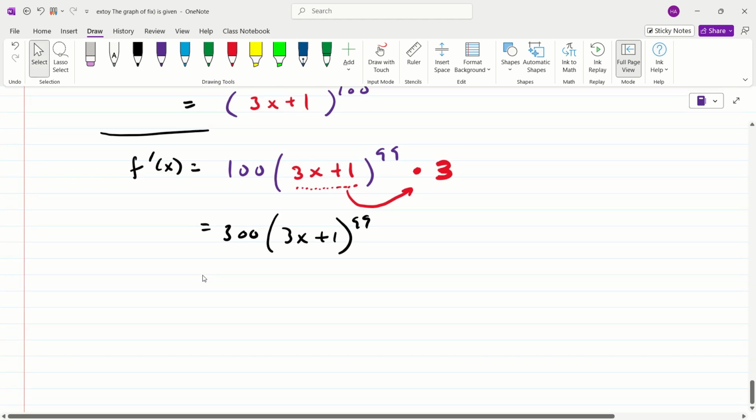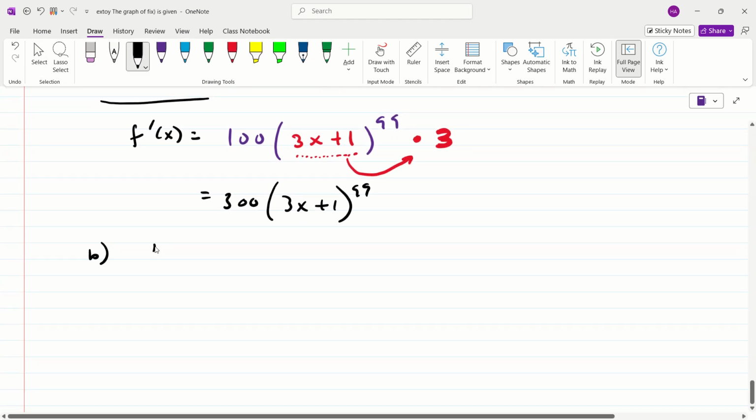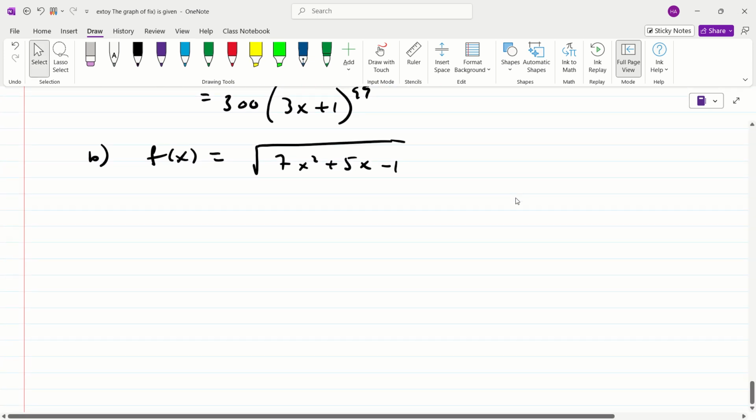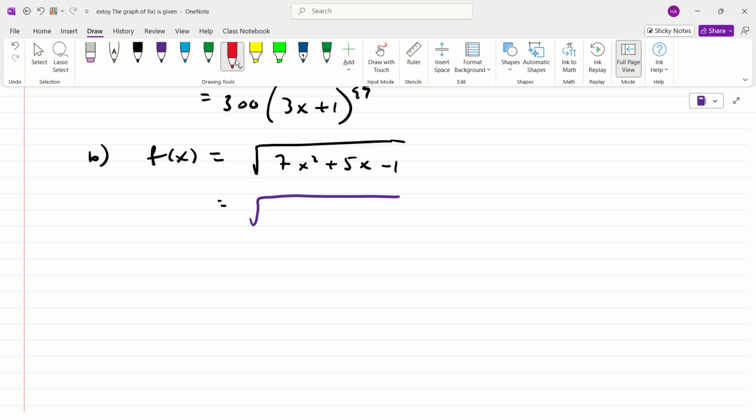We can follow this routine for other functions. Let's say we wanted to take the derivative of the square root of 7x² + 5x − 1. Again, before I take derivatives, I'm going to get a clear sense of what my outer function is. Radical x is my outer function. And what my inner function is, 7x² + 5x − 1, is my inner function.